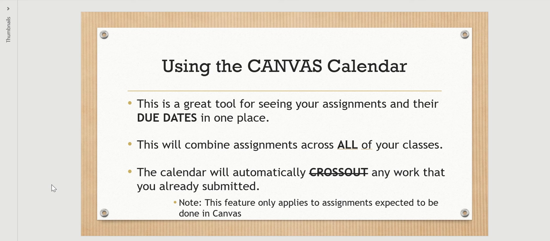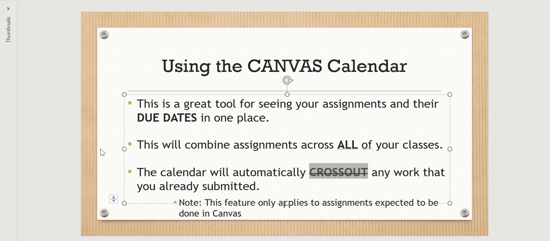The Canvas calendar is a great tool for seeing your assignments and their due dates in one place. The Canvas calendar will combine assignments across all of your classes, and a really neat feature, the calendar will automatically cross out any work that you already submitted. So you will see this strike through feature of any work you already submitted.